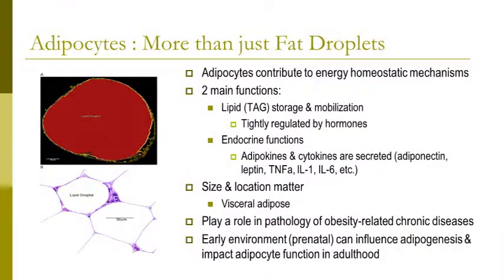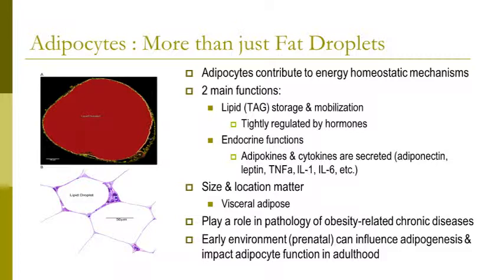So adipocytes, or fat cells, they're more than just a sack of fat. That's what we used to think. They're basically a large lipid droplet. This is a lipid stained red, and you can see the cell membrane, a little bit of cytoplasm and nucleus and so forth. It's mostly fat. However, we know now that the functions are more than just storing fat.